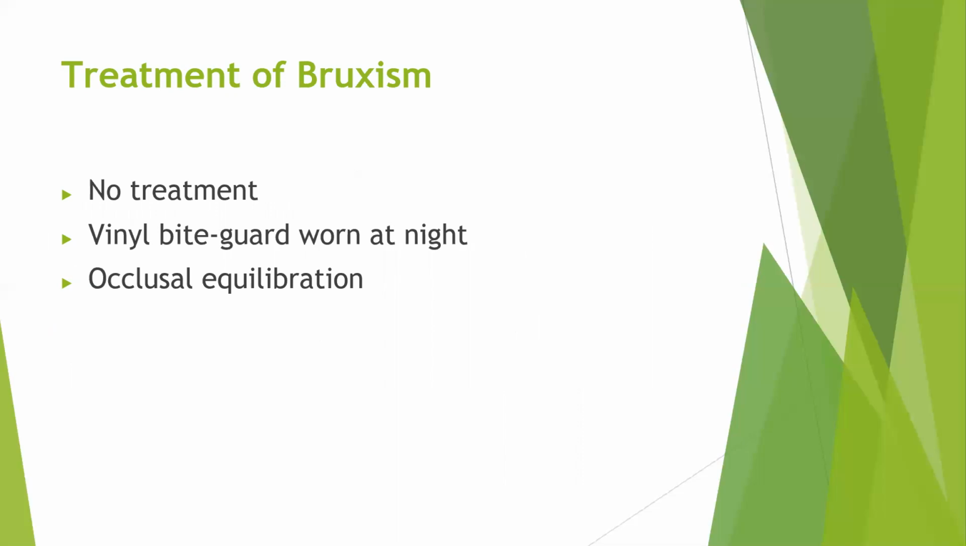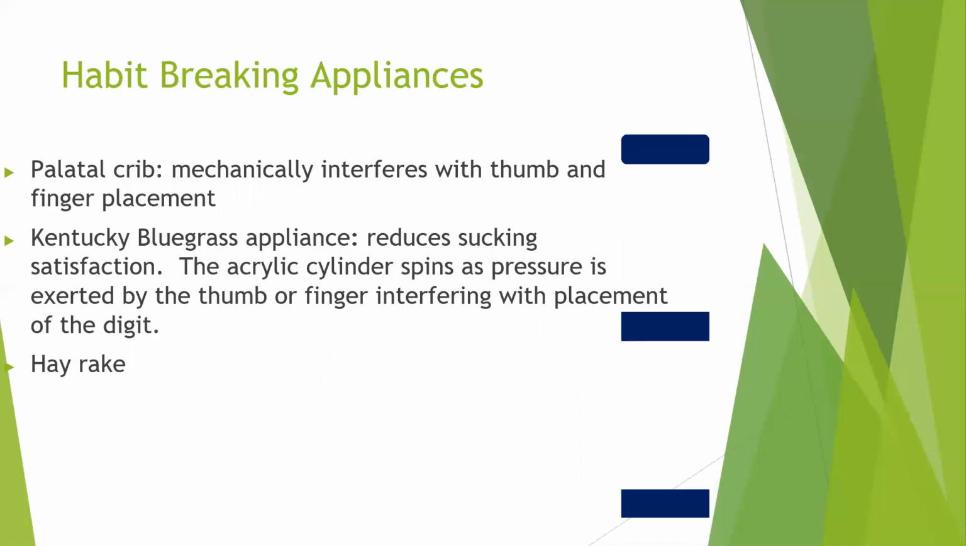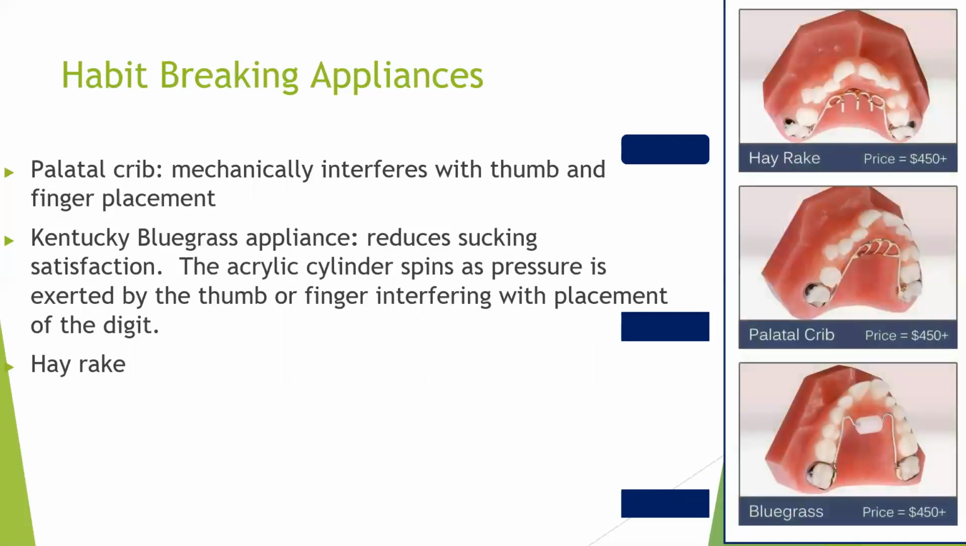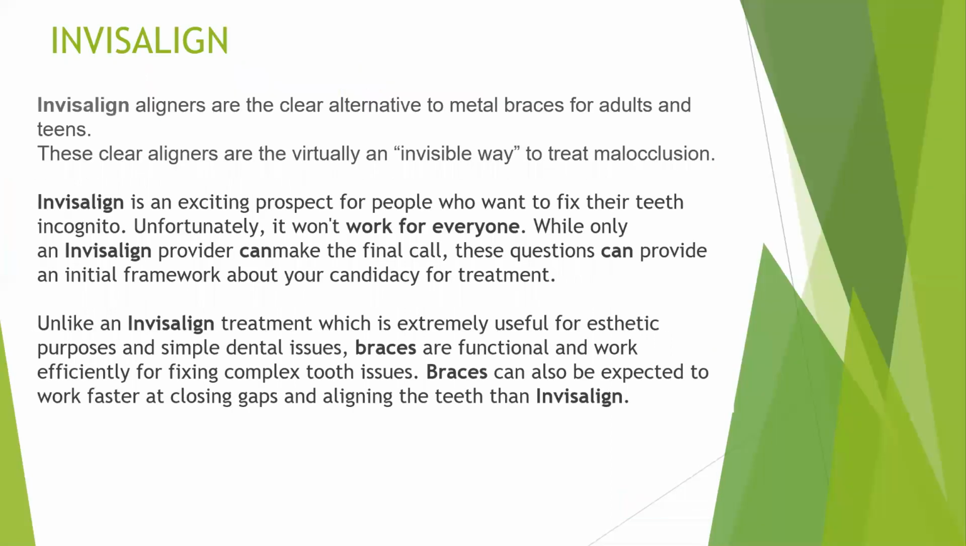Or we can do occlusal equilibration. Habit-breaking appliances include a palatal crib, or a Kentucky bluegrass appliance, or a hay rack. And these are pictures of these different appliances. A hay rack looks like a hay rack that goes in the mouth and it's cemented. When the child tries to suck their thumb, the thumb presses against the rack. A palatal crib works the same way, and a bluegrass has a little knob that spins when they try to put the thumb in.